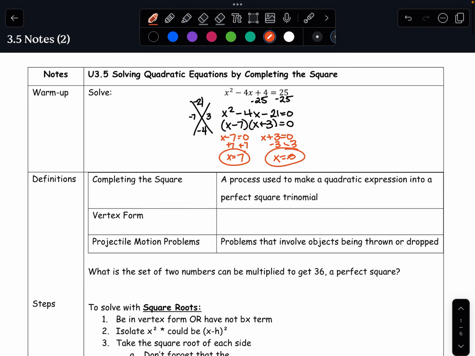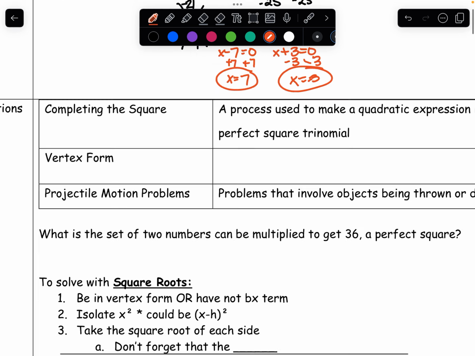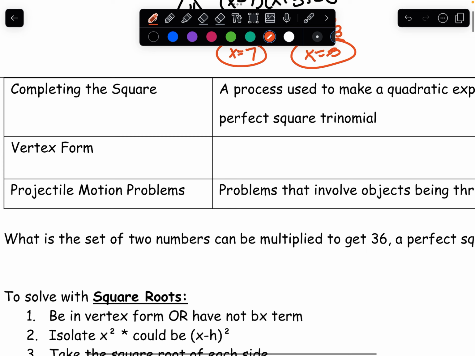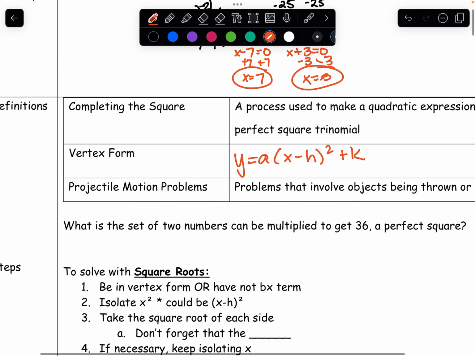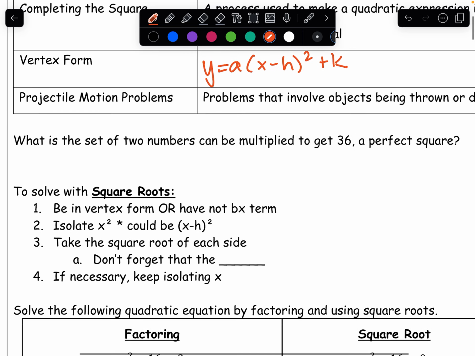Now, what we're going to do is go over a couple of our definitions. First of all, completing the square, that is our method, is a process used to make a quadratic expression into a perfect square trinomial. We're also going to be looking at solving with square roots because we're going to be looking at vertex form, which is y equals a times x minus h squared plus k. And we are going to look at some projectile motion problems. Those are problems that involve objects being thrown or dropped. And we're going to do one of those at the very end of this video.